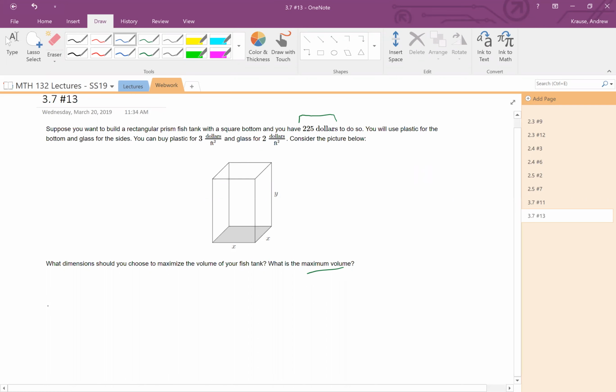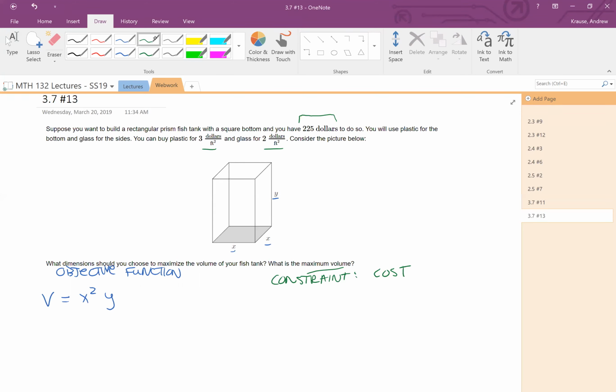Since we're trying to maximize the volume, we need to start with that equation. This is our objective function. Okay, and the volume of this thing is x squared times y because we have length times width times height. Our constraint is the cost, and that's given by these two parameters.